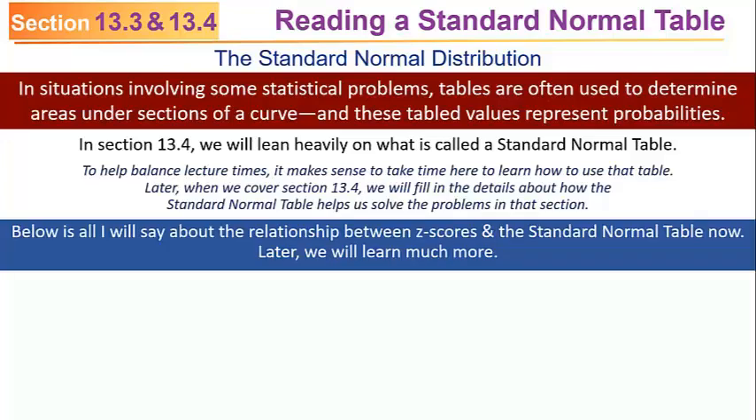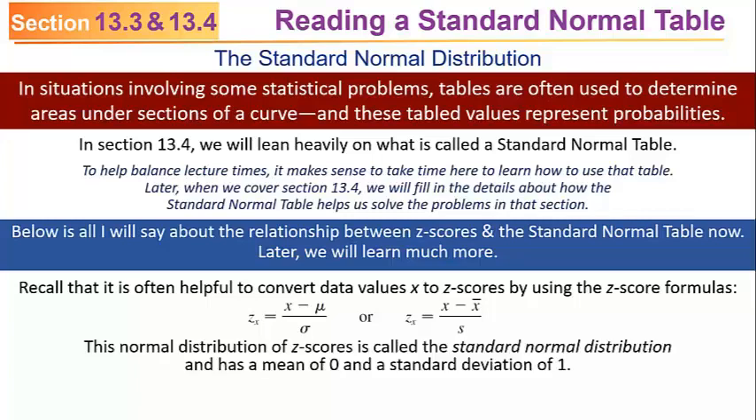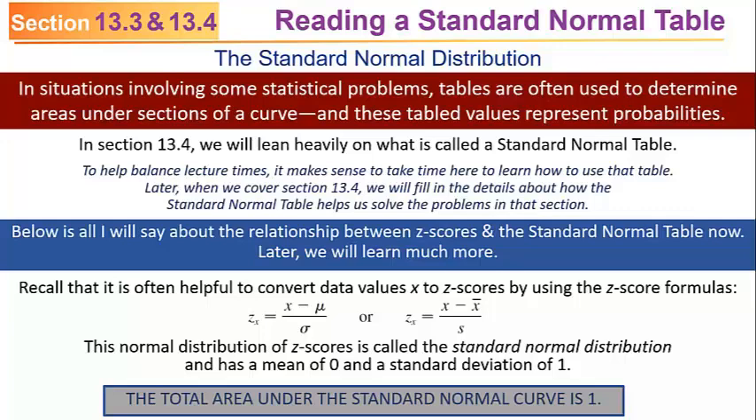Below, I just want to say 2 or 3 things about the relationship between z-scores and the standard normal table for now. Let the rest of it come later. First of all, just remind you, we learned how to convert data values to z-scores. We've already done that. This so-called normal distribution of z-scores is what we call the standard normal distribution, and that standard normal distribution has a mean of 0 and a standard deviation of 1, always. But probably one of the most important points here is that the total area under the standard normal curve is always equal to 1.